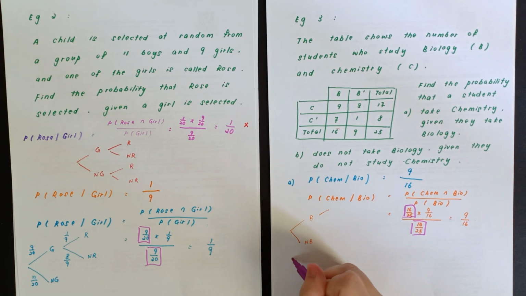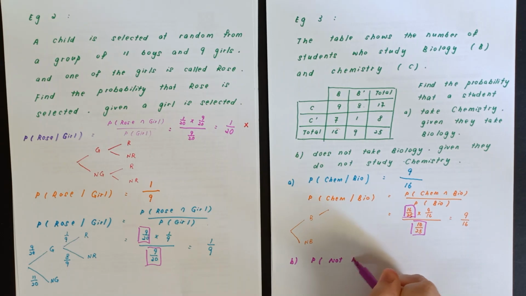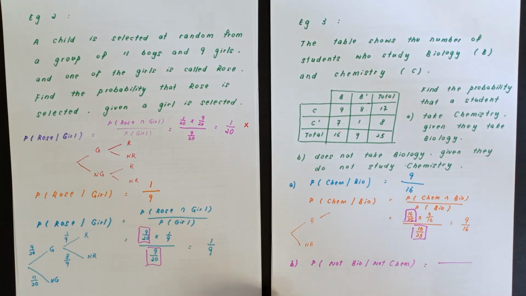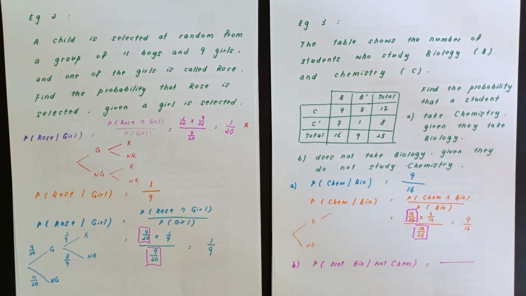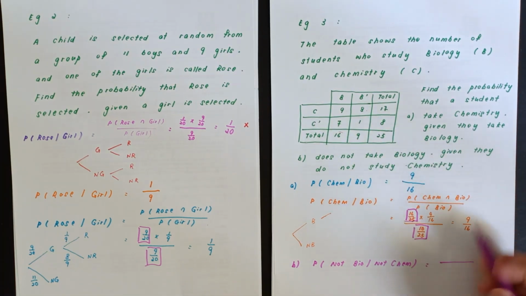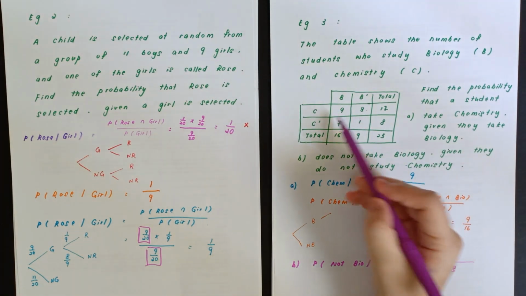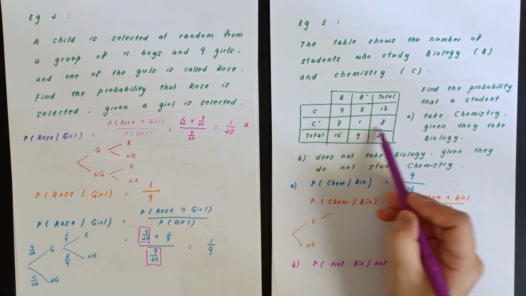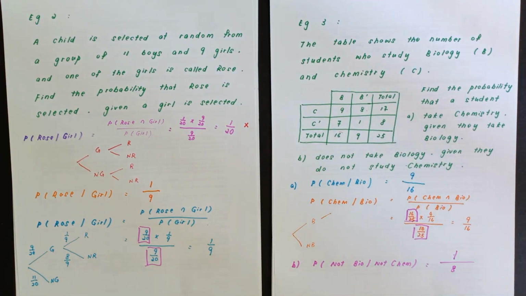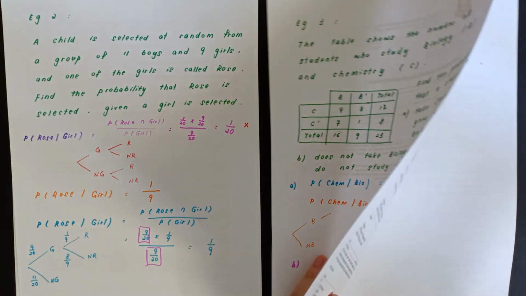Okay, so the same thing, let's do it in an easier way for the probability of not taking biology, given that they are not taking chemistry. You're looking at the sample size of not chemistry now. So how many students do not take chemistry? It will be 8. I don't care about the others, I only care about here. Out of these, how many students are not taking biology? 1. So 1 over 8. Just simple like that. Okay, let's go to the next one.